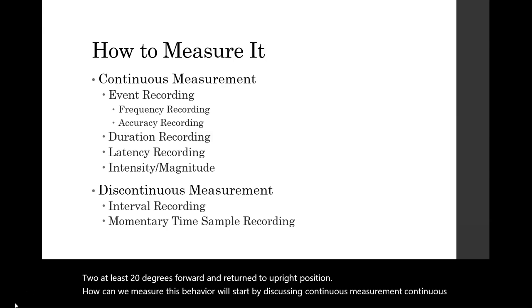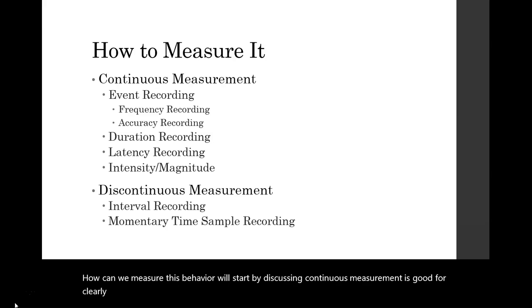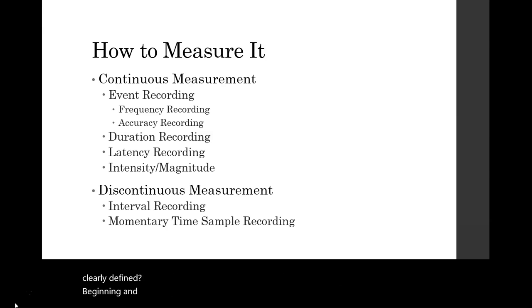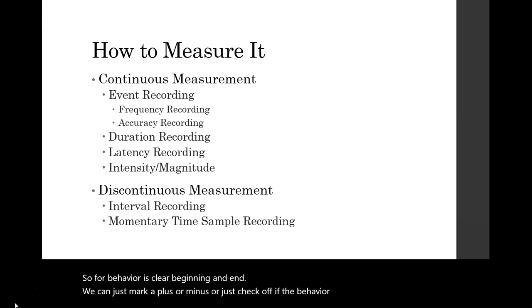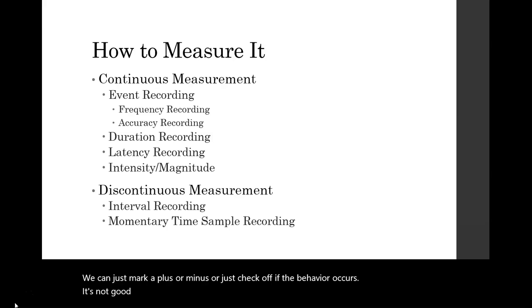Continuous measurement is good for clearly defined beginning and end. So if a behavior has a clear beginning and end, we can just mark a plus or a minus or just check off if the behavior occurs. It's not good, however, for high rates of behavior or behaviors of long duration. Event recording is also called number, percent, or rate.